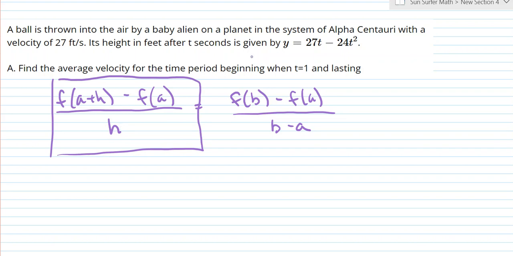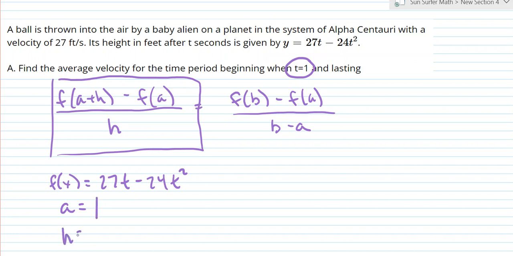So in this particular case, our function f of x is the equation 27t minus 24t squared. Our a value is a time, and the time right here is 1. So now we're going to call it, for the sake of this formula, a is equal to 1. And we want to use an h value of 0.01 and 0.05.